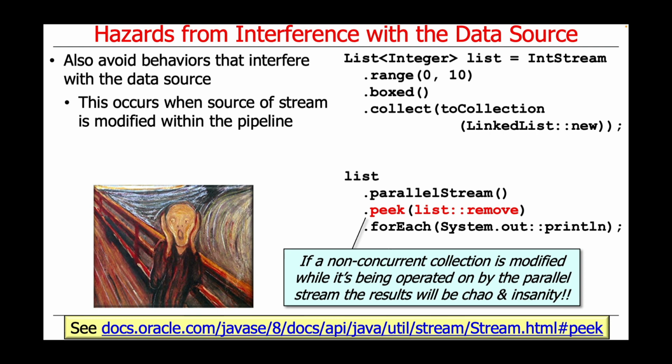First of all, this is a non-concurrent collection. Linked list is a non-concurrent collection. It's being modified while it's being operated on in the parallel stream, and just crazy, crazy results will happen. So if you want to amuse yourself, try running the example. You'll see what it does. It dies a horrible death very quickly. So do not do that.